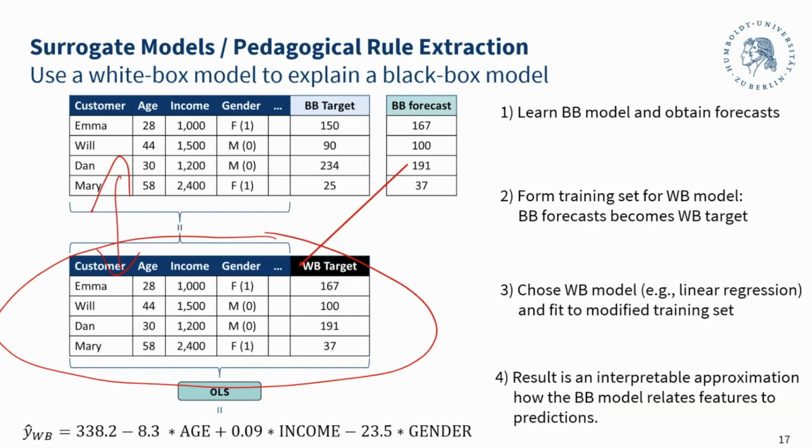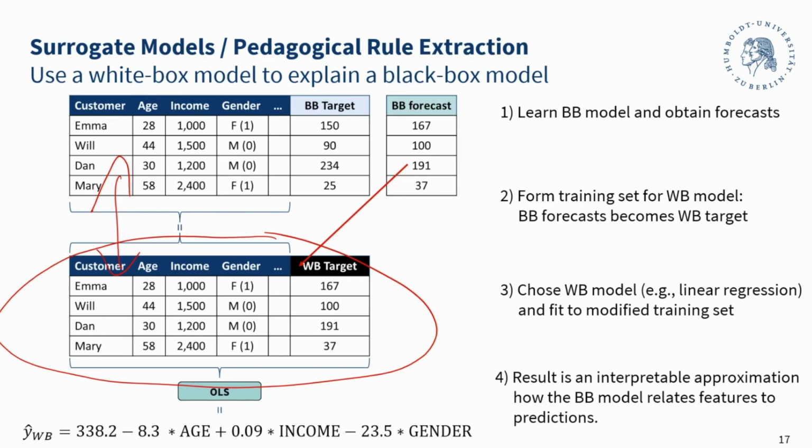And then, well, I give an example of what the outcome might be. The outcome of a WB white box could be something like a linear regression with fitted coefficients, 338.2 minus 8.3 times age, so beta age is 8.3, beta income is 0.09, etc. The thing is, this white box model, what it does is, it learns, it approximates what the black box model is doing, if you think about it. We don't model Y anymore, the actual outcome, we just model, using our regression, the prediction of the black box.